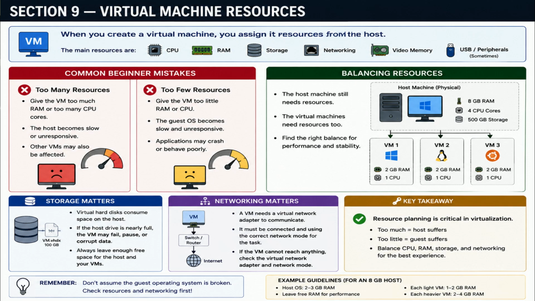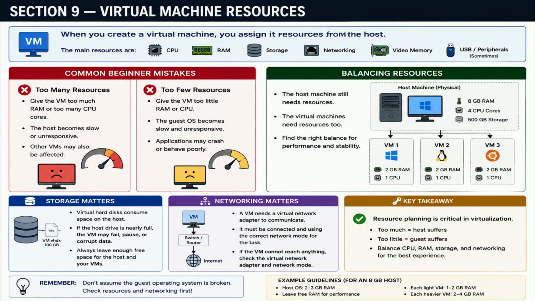When you create a virtual machine, you need to assign it resources from the host. The main resources are CPU, RAM, storage, networking, and video memory, and sometimes USB or peripheral access. This is where beginners can make mistakes. They create a VM and they give it too much RAM or too many CPU cores. Then the host machine suddenly becomes slow. Or they give the VM too little RAM, and the guest OS is what crawls. Virtualization is a huge balancing act, to be perfectly honest. The host machine still needs resources to run, and the VM is going to need some resources too.